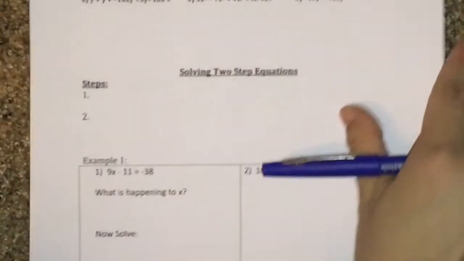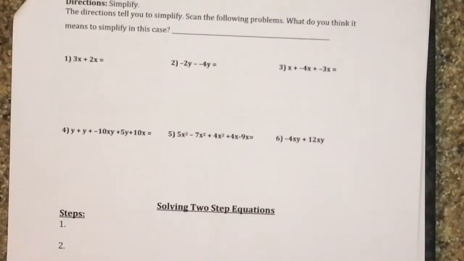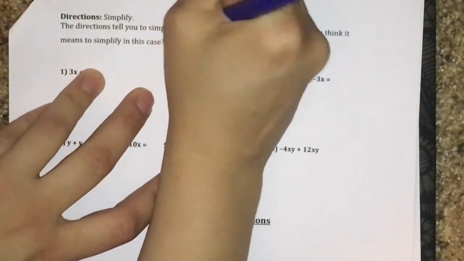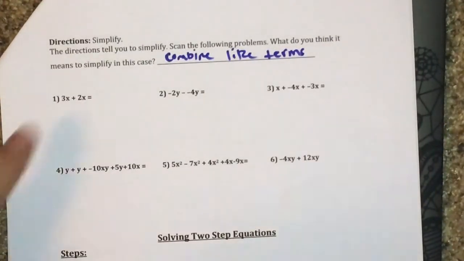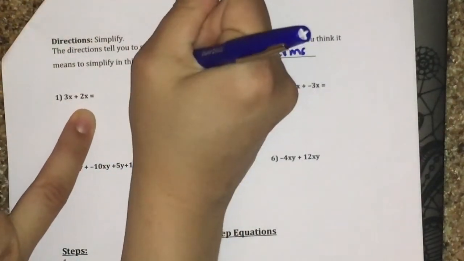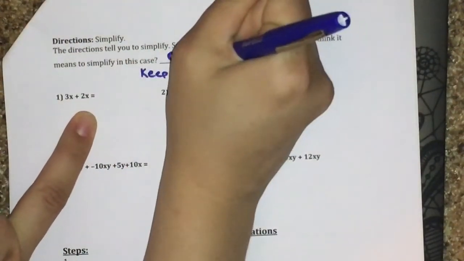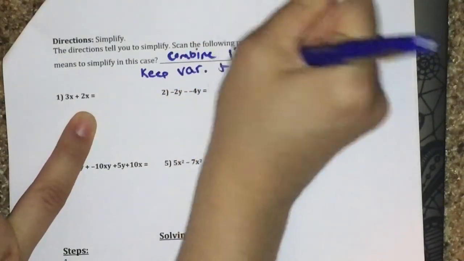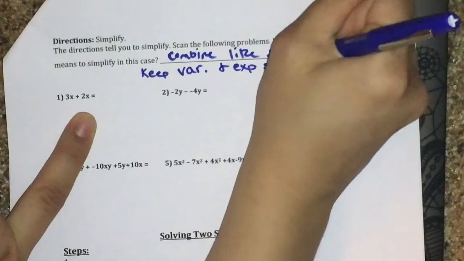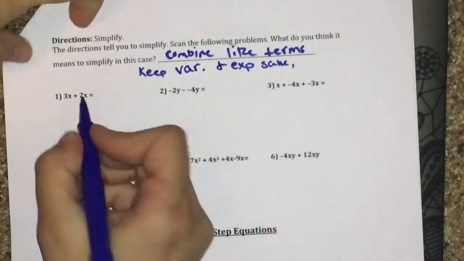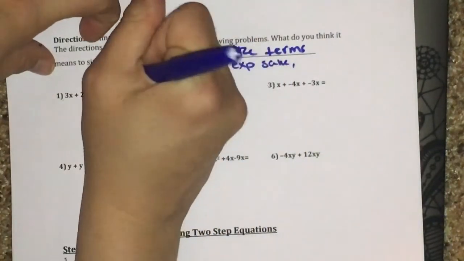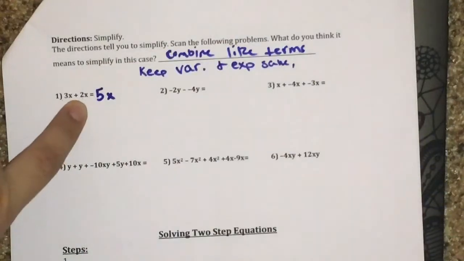Now, how do we combine like terms? Okay, so the directions are going to tell us to simplify. In order to simplify, they're just asking us to combine like terms. So, in this case, we have 3x plus 2x. You're always going to keep the variable and exponent the same, but add or subtract those coefficients. So we're just working with the coefficients. So 3x and 2x, well 3 and 2 is 5. The x's stay the same.